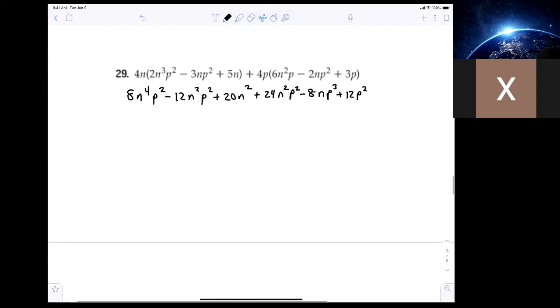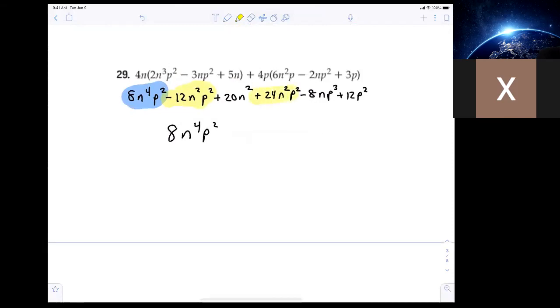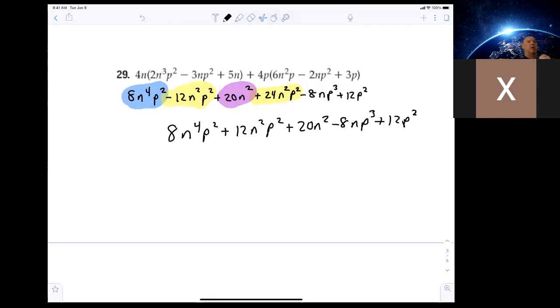Yes, exactly. Okay, now is there anything that has 8 or n to the 4th p squared? No, so we just write 8n to the 4th p squared. Then I look for anything with n squared p squared. Does anything else have n squared p squared? Yes. So 24 minus 12 is good. Now is there anything else with n squared? No. So it looks like you should do something more, but you cannot. You can only combine things that are alike. So believe it or not, that is your answer.